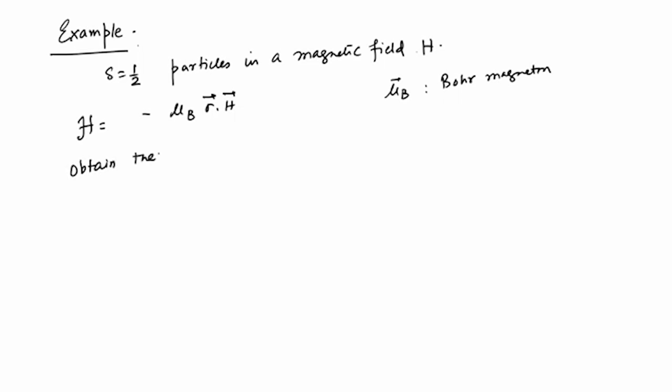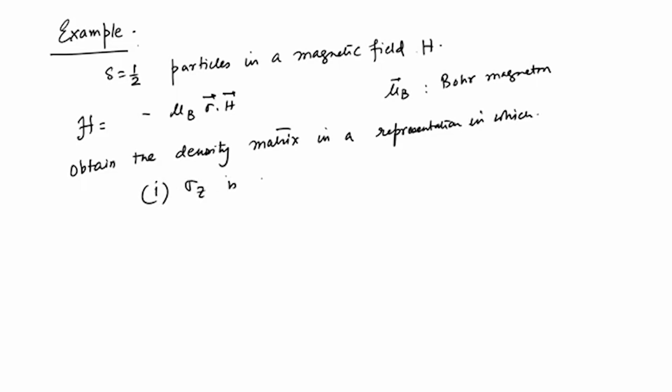the density matrix in a representation in which sigma z is diagonal, okay, which you are most familiar with. So, we start with the familiar matrix, and this sigma is nothing but the Pauli matrices. So, this is sigma x, sigma y and sigma z, and these are the Pauli matrices.